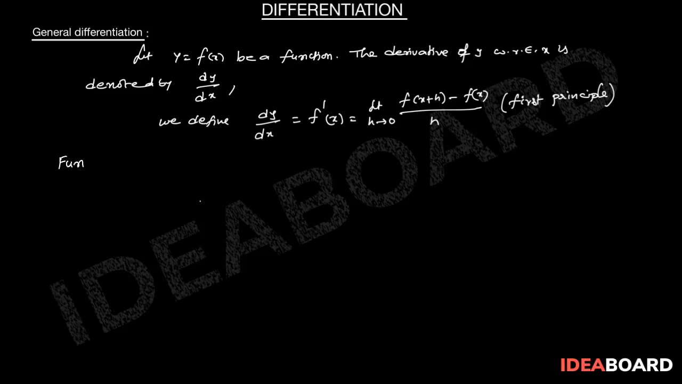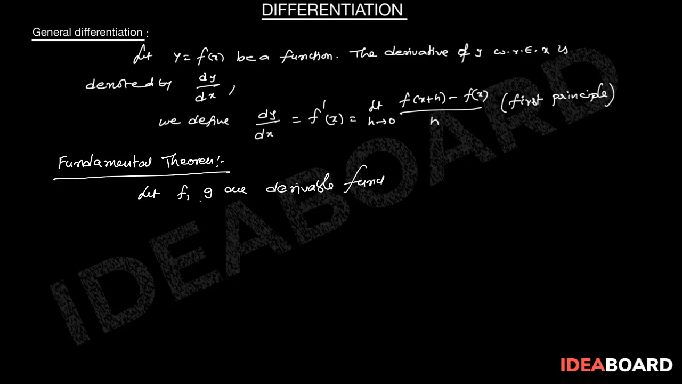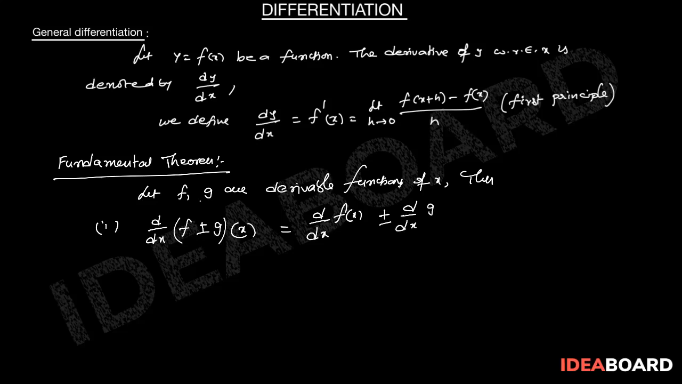Fundamental theorem on differentiation. Let f, g be derivable functions of x, then d by dx of f plus or minus g of x is equal to d by dx of f of x plus or minus d by dx of g of x. Second property: the derivative of c into f of x with respect to x, here c is a constant, is equal to c into the derivative of f of x with respect to x.